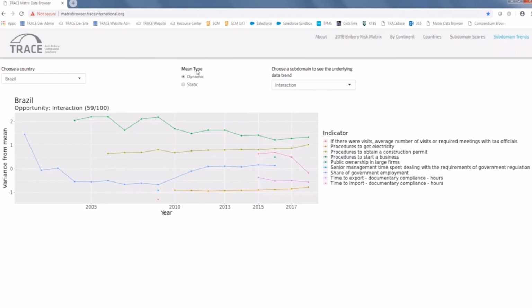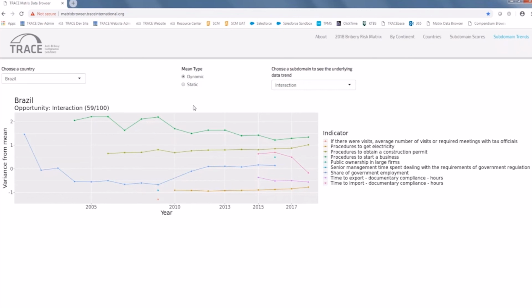A quick word about mean type. I've currently got dynamic selected. All that means is that for each year, the country's score in that year, as provided by the source that's associated with the given indicator, is being compared to the average of all scores for that indicator for that year. So that tells you how a country's conditions are changing relative to all other countries.